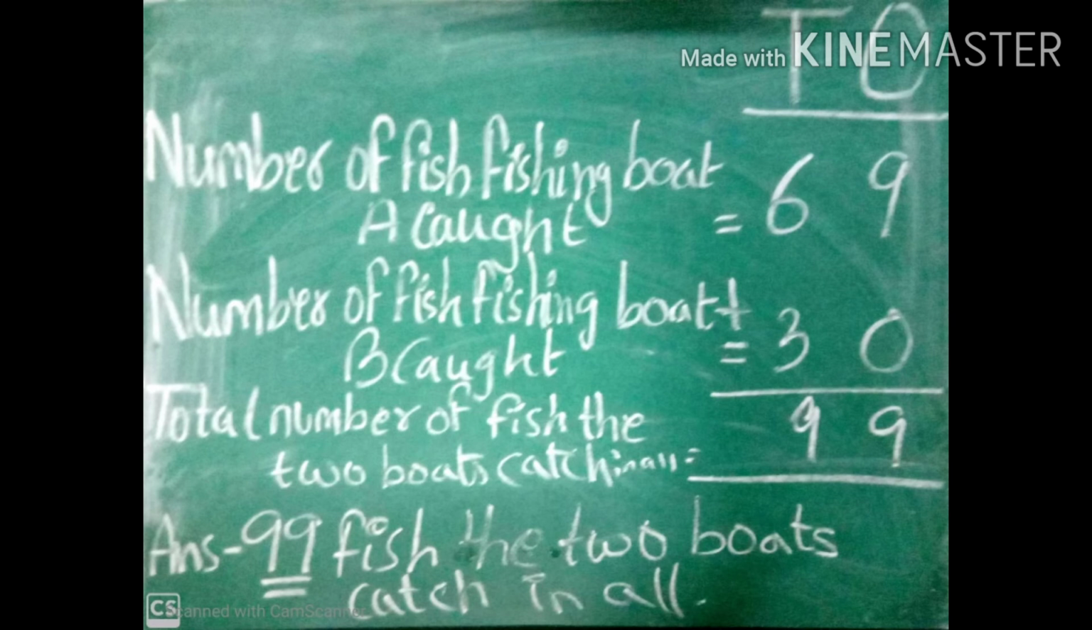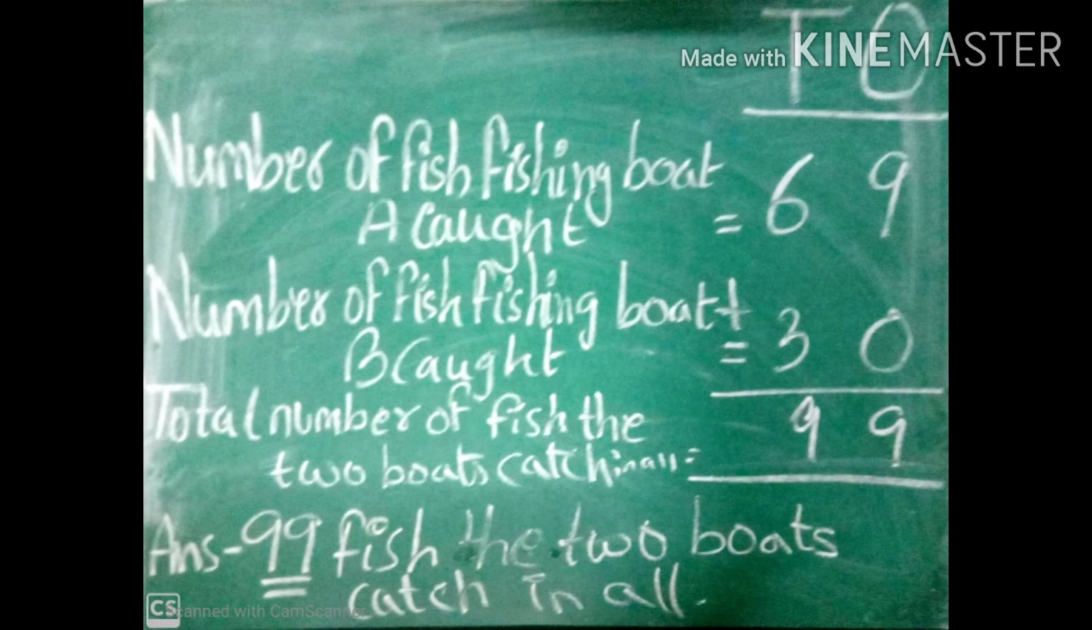Now we have to add up 69 and 30. So what is step 1? We remember step 1? Yes. Add the ones. So first we are going to add the ones column. That is 9 plus 0. 9 plus 0 is 9. So we will write 9.